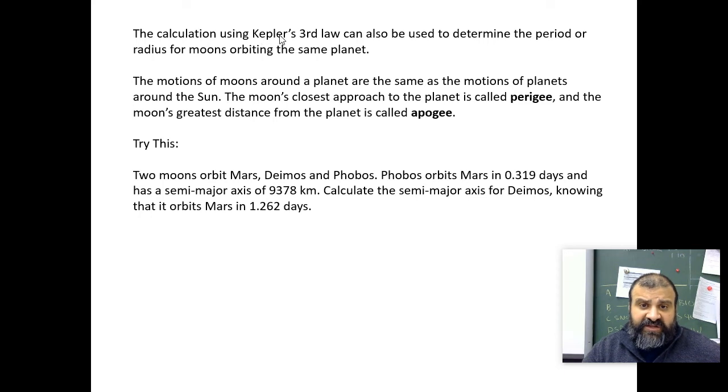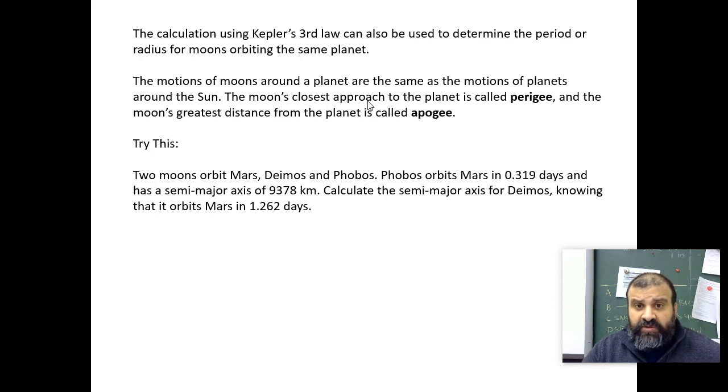The calculation using Kepler's third law can also be used to determine the period or radius of moons orbiting the same planet. So we can use Kepler's laws to calculate and define the orbits of moons around planets. Our moon orbits around the Earth in an elliptical orbit, with the Earth being at one of the focus points. The motions of moons around a planet are the same as the motions of planets around the sun.